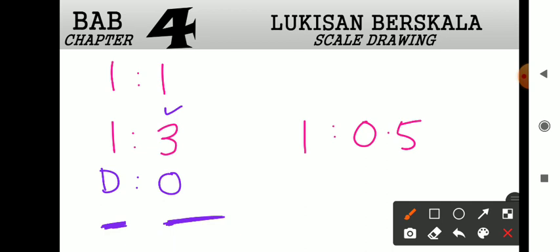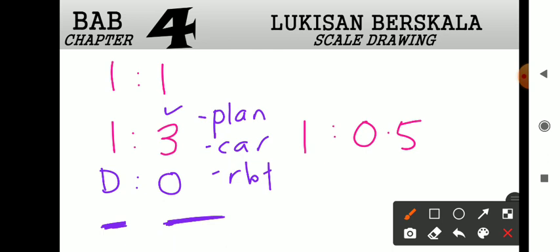So normally when you draw the plan of a house, or you want to design a car, or for your RBT, kan sangat banyak benda macam ini. For example, you want to design a house, you don't go and buy a very big piece of paper, then you draw your house according to the size, tidak kan?